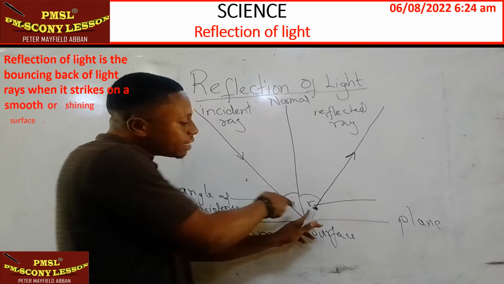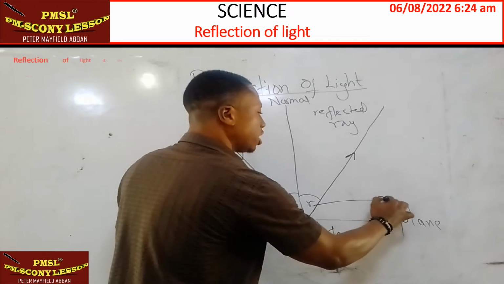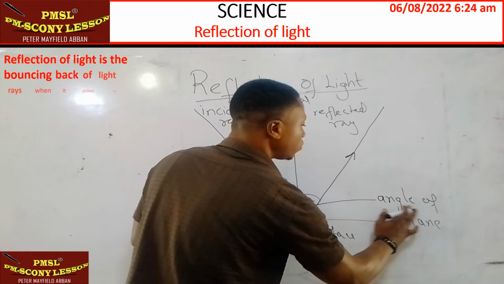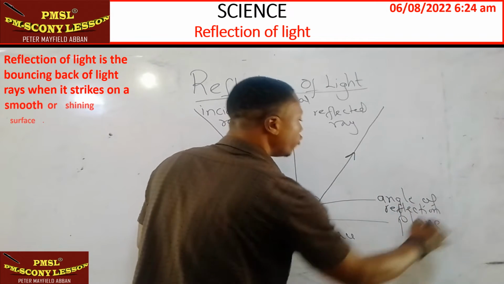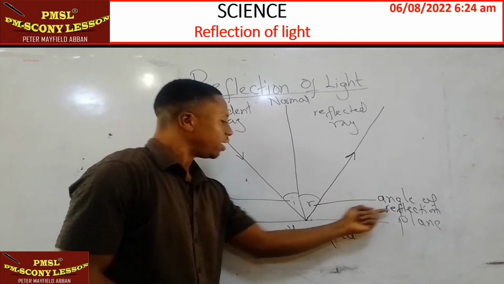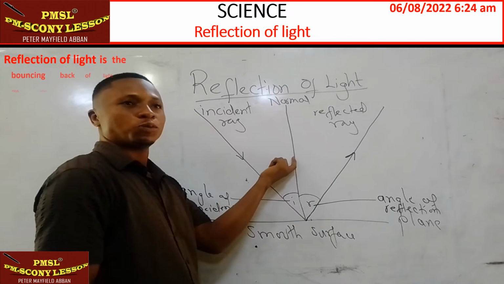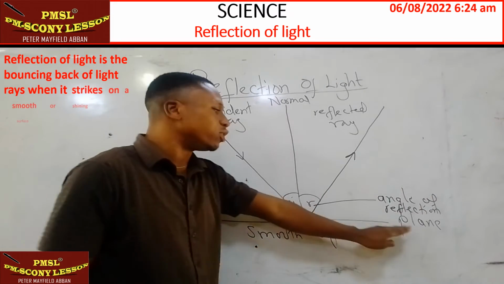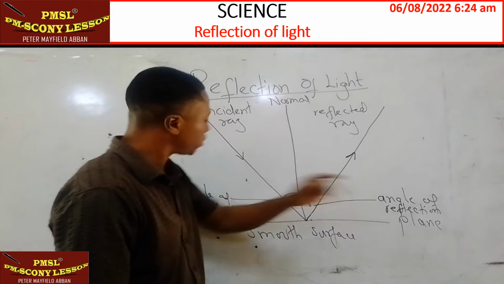In the same way, you can use the same understanding to define this angle. Because this angle is made up of the reflected ray and the normal, it will be called the angle of reflection. Therefore, the angle of reflection is an angle formed between the reflected ray and the normal. So you can see the angle of incidence, and you have the angle of reflection.